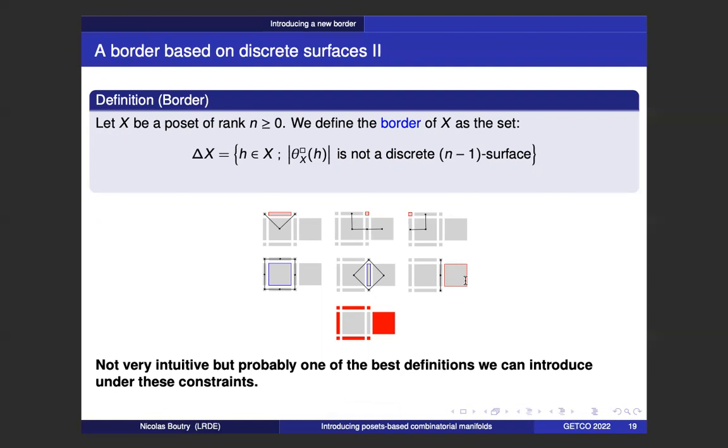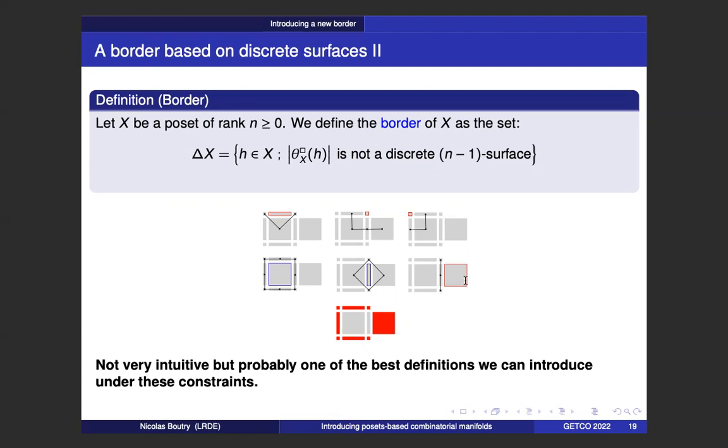I start from this poset. I take this face in red. The neighborhood over there is this point, and this point. We see it is not a zero, it is not a one surface, so this pixel belongs to the border of this poset. I reiterate over there, over there, over there. We see that they do not look closed. In fact, they are simple paths which are not closed.